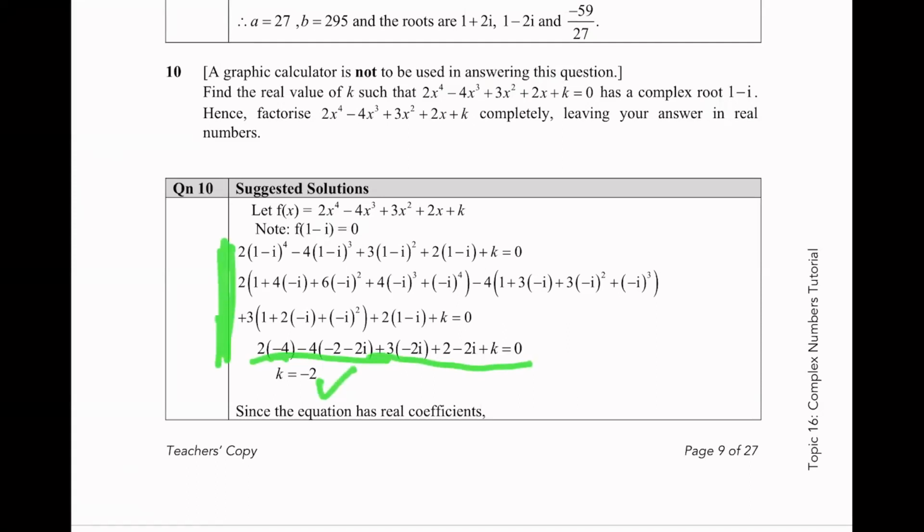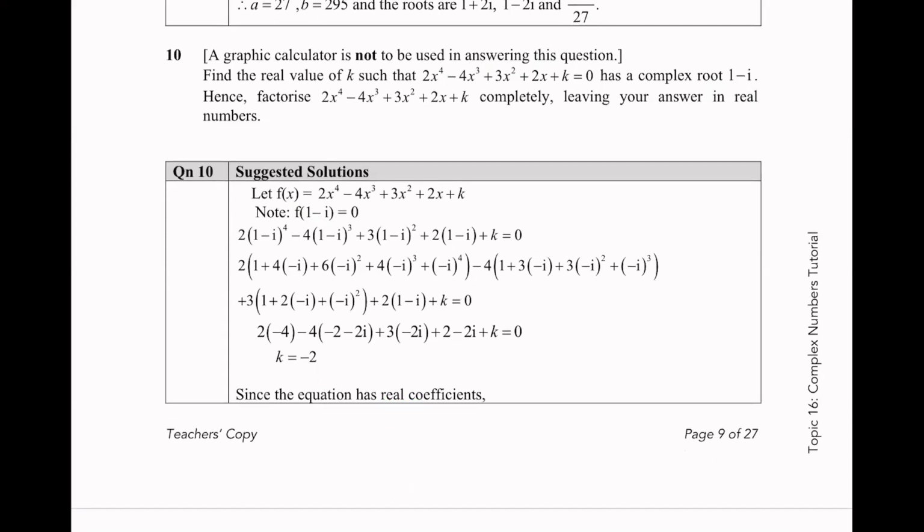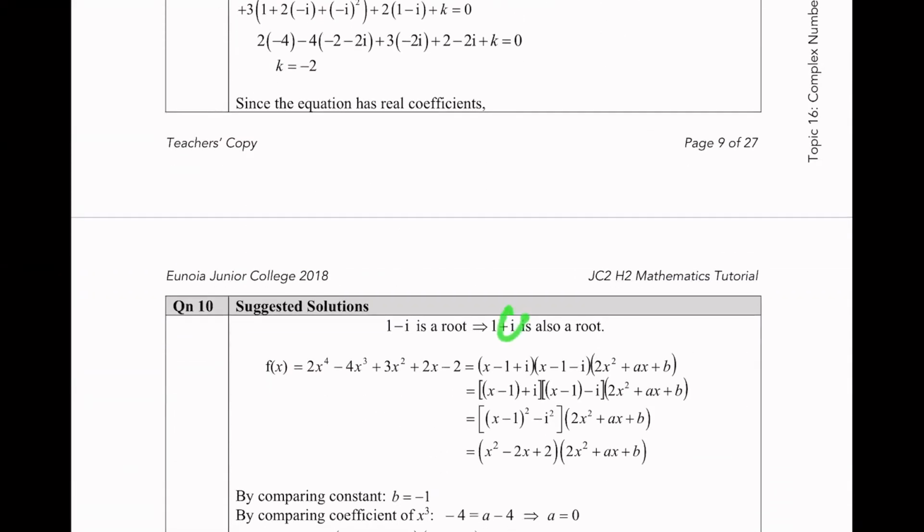Do you need me to elaborate on this one? Don't need. Okay, good. You can solve for k, you get negative 2. So therefore, since the equation has all real coefficients, you know this conjugate root theorem. You get that 1 plus i is also a root. 1 minus i is a root, 1 plus i is also a root. Then that means you can factorize it.